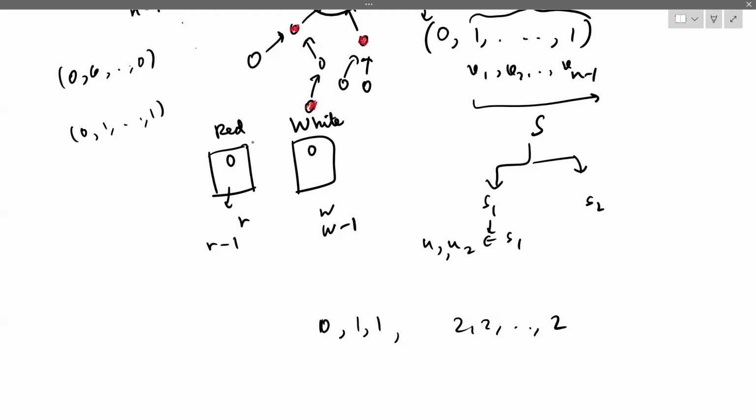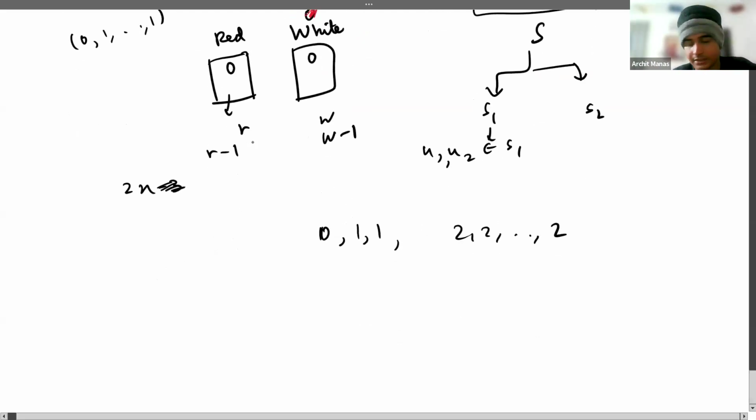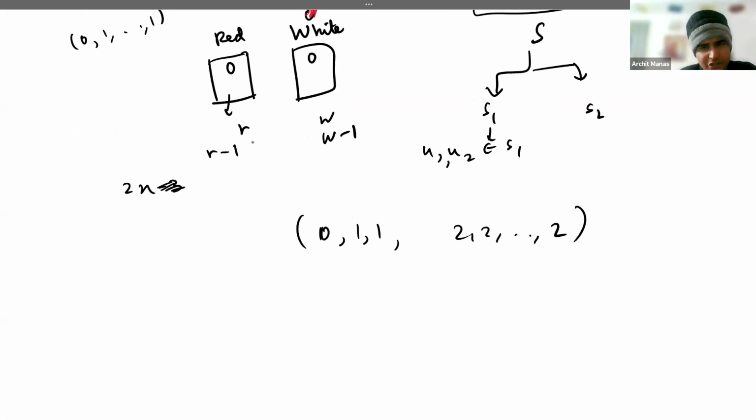2n minus 3 plus n minus 1, I think. Yes, up to 2n minus 3. It's fine to just read this as 2n. It does not matter too much, the constant error return. So now we have 0, 1, 1 and a bunch of 2s. These 2s are sort of useless. We couldn't care less.